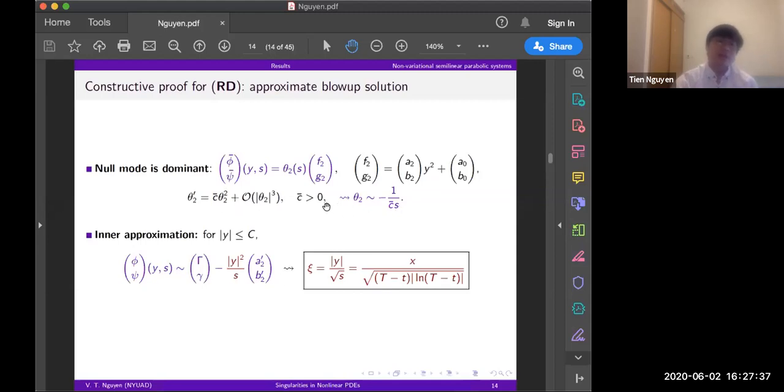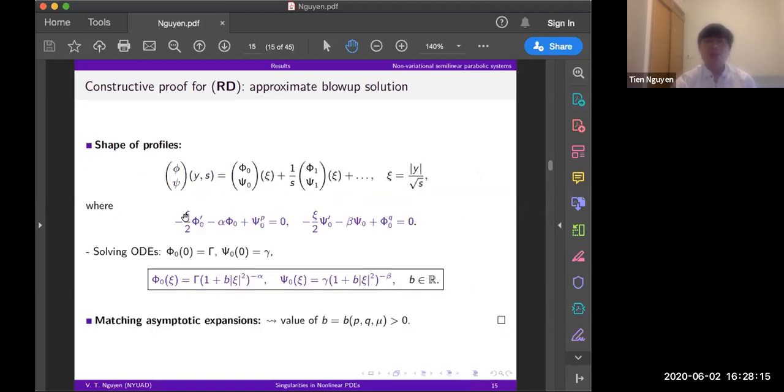And then we put back this approximate solution, and we can find the expansion for the inner zone, I mean in the compact set. That inner solution will give you this one. And from this one, it gives you the blow-up variable, which is not self-similar but has some log correction when we come back to the original variable. So this first explains why the blow-up variable depends on some log correction. And then, having the blow-up variable, we can find the shape of the profile.